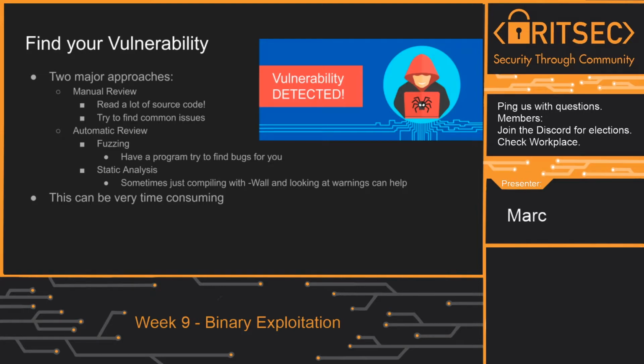So with static analysis, and then the little sub bullet there, sometimes just compiling with dash Wall and looking at warnings can help. Yeah, so if you have access to the program source code, meaning you can compile it from source.